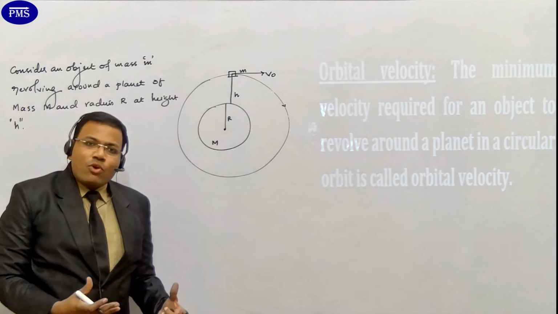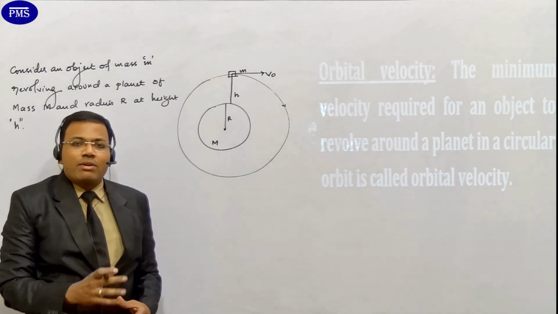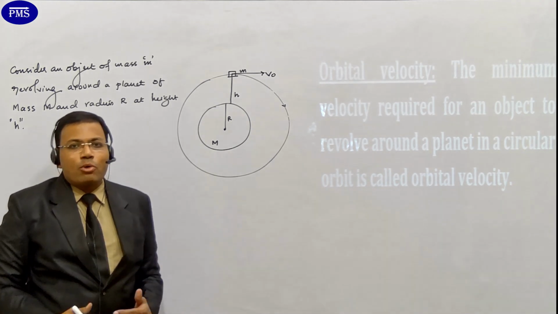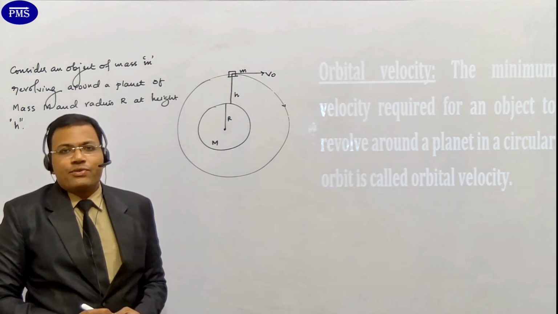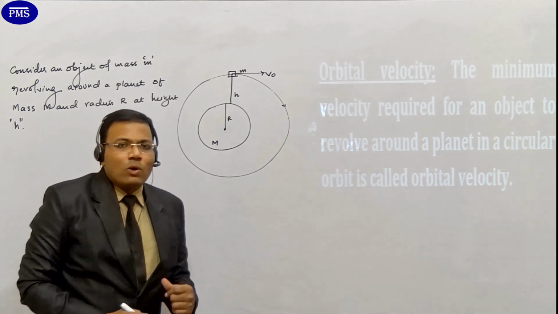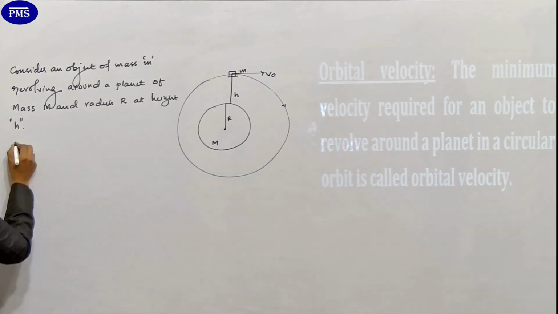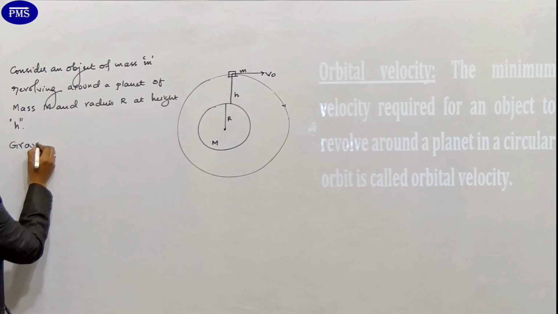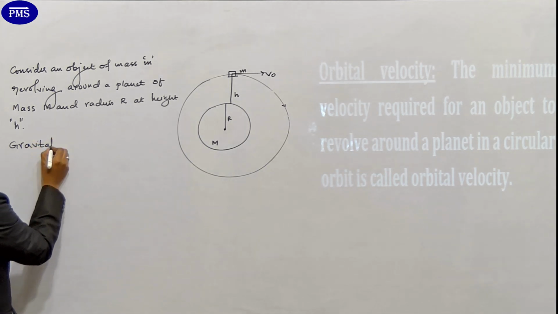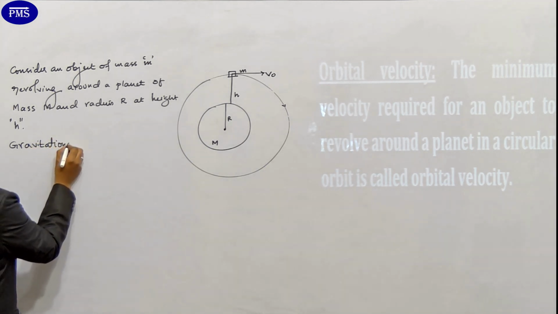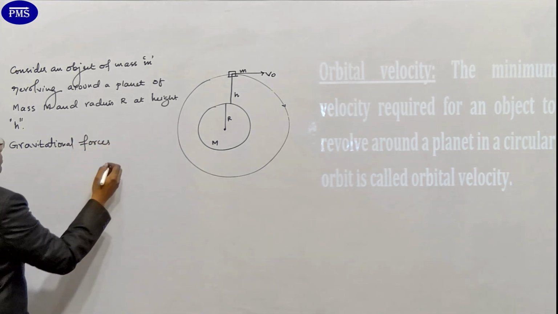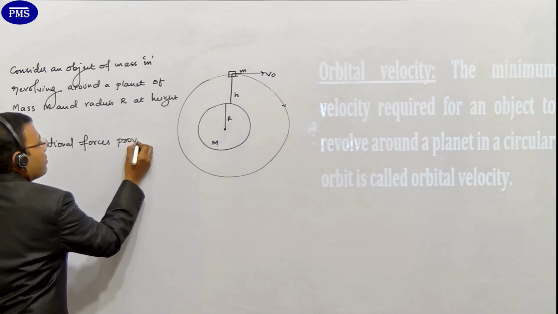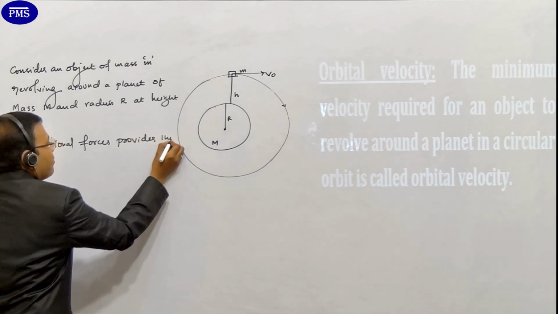Now since it is revolving, what is the reason for this revolution of the body around the planet? The only reason I can say is that the gravitational force is providing the centripetal force. That also we include here. Gravitational force provides the centripetal force. Very important line.